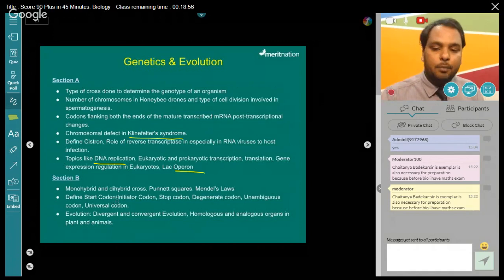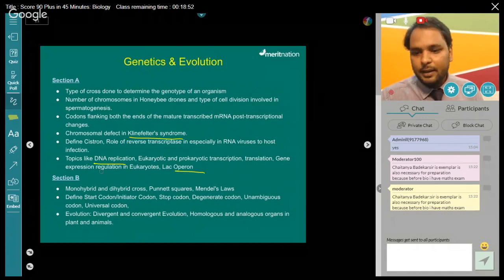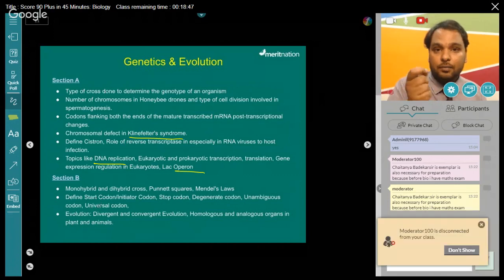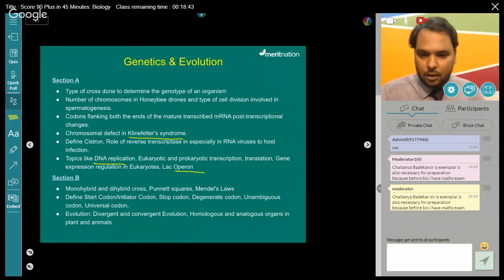Now, section B: monohybrid, dihybrid cross, Punnett square, Mendel's law. Simple thing, a question will be there. Start codon, initiation codon, you should remember, right? Opal, amber, the stop codons and all those things are always there.